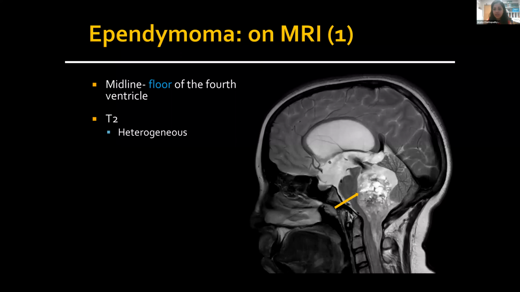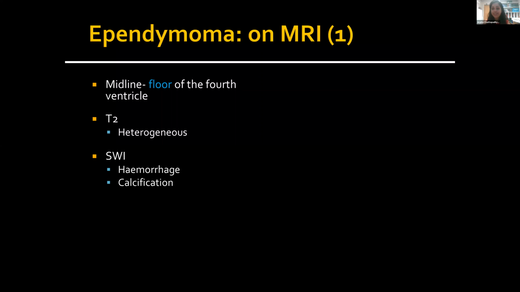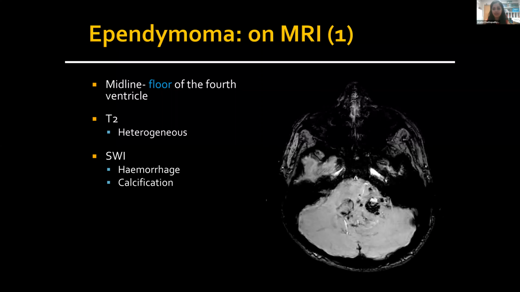And again, this sagittal image shows how heterogeneous the tumours can be. Even on T2, we've got areas of high T2 signal, areas of low T2 signal, as well as intermediate signal in between. As we see here again, the same tumour, when looked at on the SWI, shows areas of signal dropout and blooming. So that confirms that there's calcification and hemorrhage within.